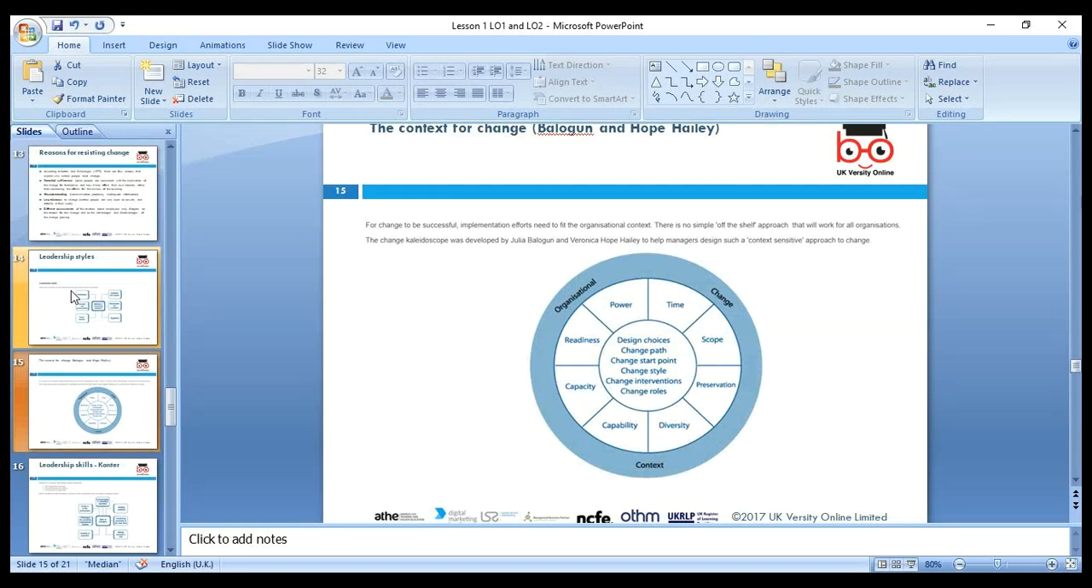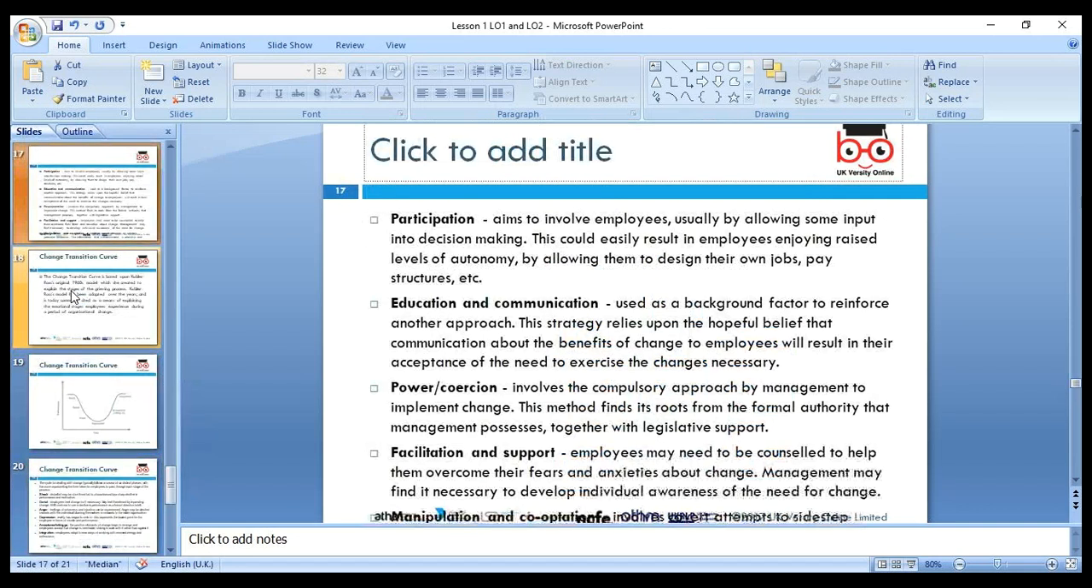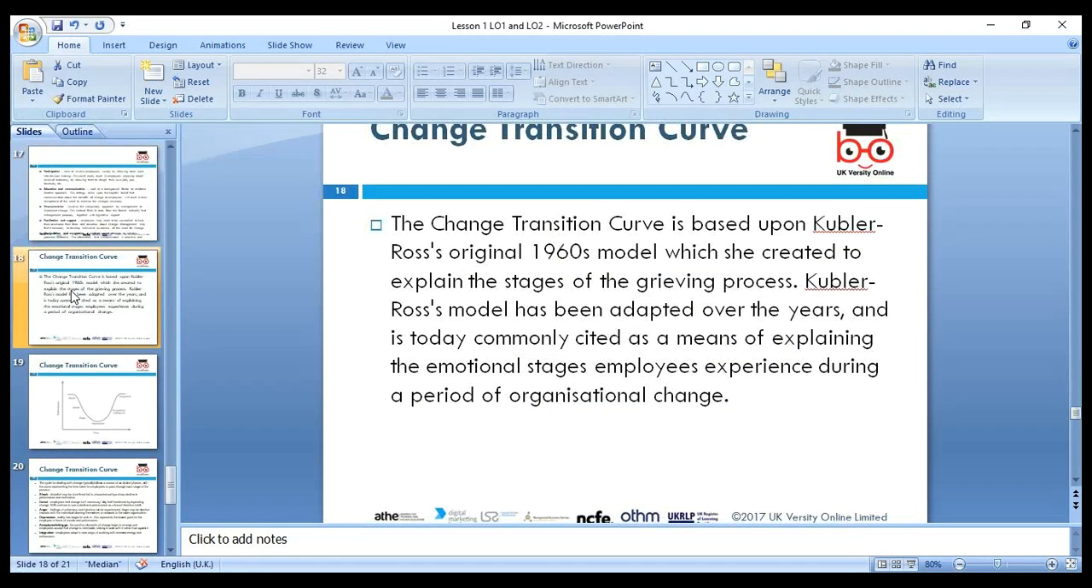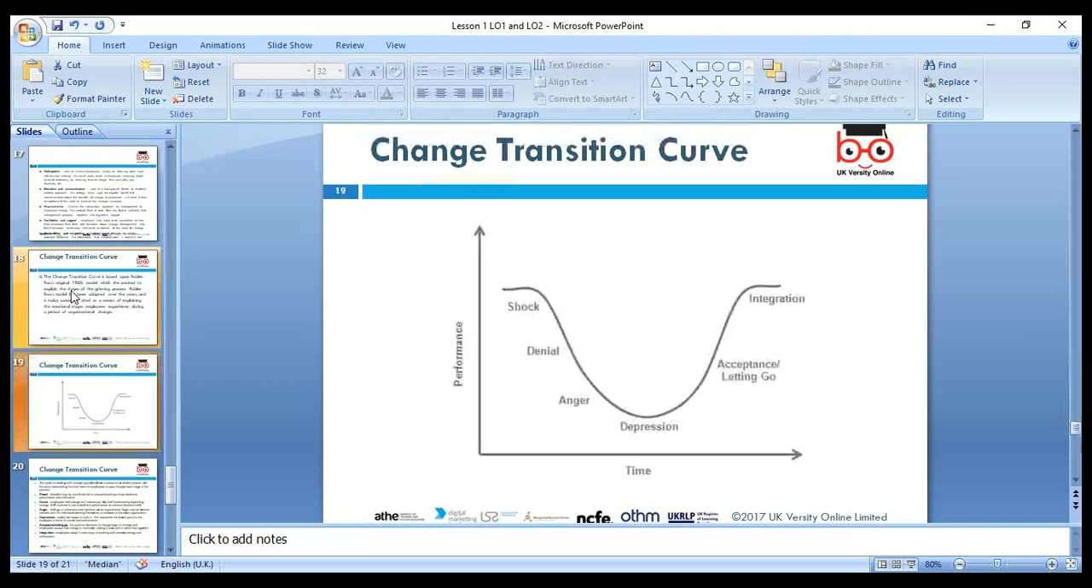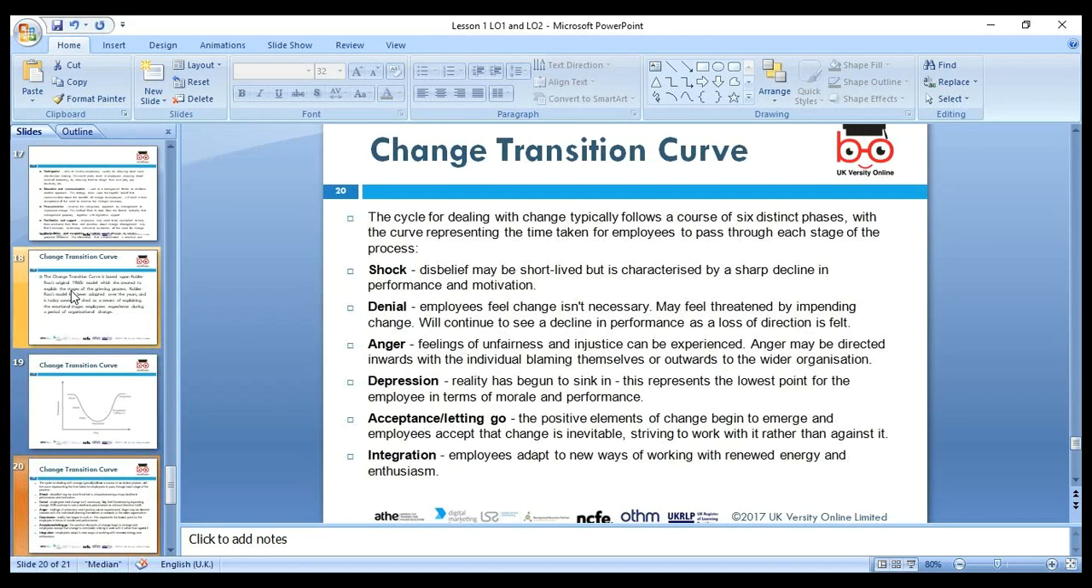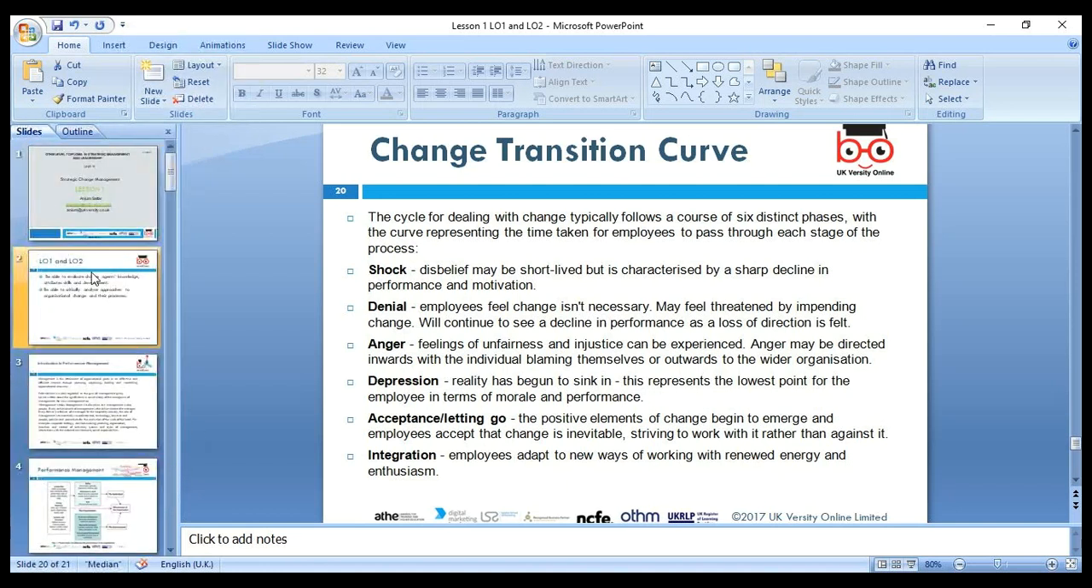We also discussed that when we make the change, we need to look at the organization, the change itself, and the context of the change. And then we discussed the change transition curve, which explains shock and anger, and then people carry on accepting, but we need to work on it effectively. We need to develop good understanding and communication, and we need to take people on board so that the change will happen effectively. That's all. We'll stop here. If you have any question, drop me an email and I'll get back to you.